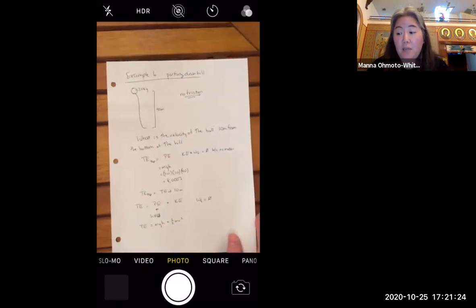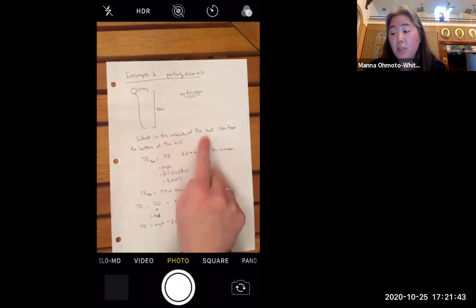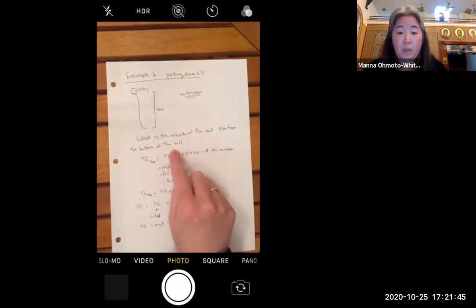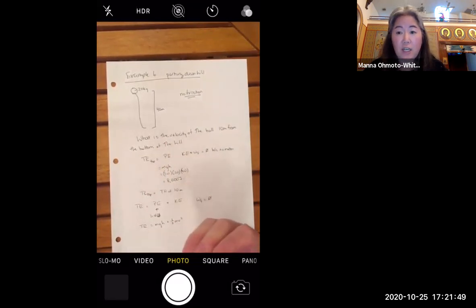Now what happens if I have to go partway down the hill? So if I have to go partway down the hill, then I'm not going to have a 0 height, and so I'm not going to have a total conversion of my potential energy to kinetic energy. So here's a question: what is the velocity of the ball 10 meters from the bottom of the hill? 10 meters from the bottom of the hill, I still have some potential energy and kinetic energy, but I start my calculations the same way.